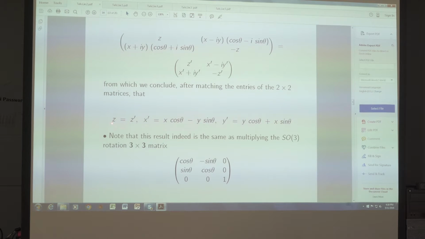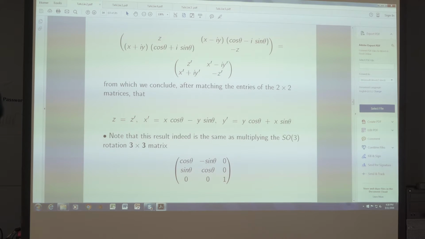I arrive that Z equals Z prime. Why? It's because I have performed a rotation along the Z-axis, so it doesn't affect the Z component of your vector. Whereas the X coordinate and the Y coordinate get entangled, so I end up with a rotation. So the net effect is the same as multiplying by the SO(3) 3 by 3 matrices, and you see a 1 here. This 1 is what leaves the Z component invariant.